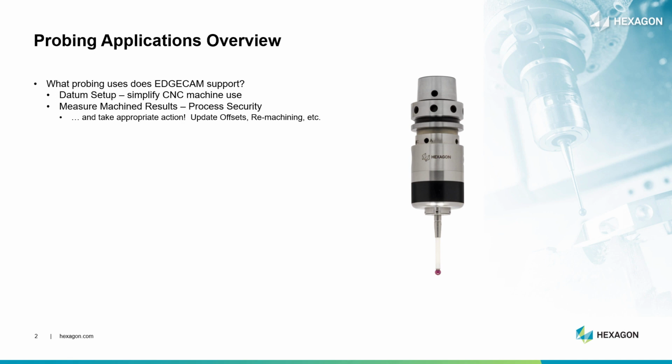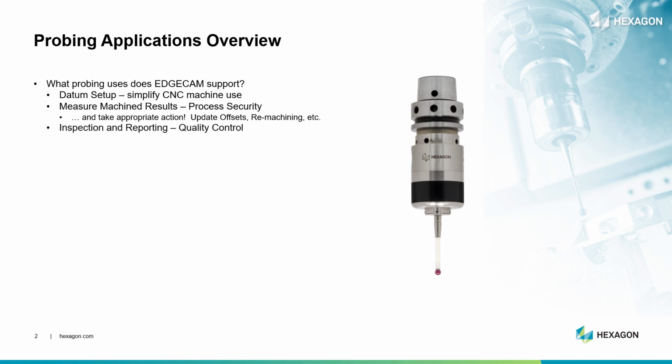There are also a variety of possible actions that could be taken based on the probing results. For example, if the results are approaching tolerance limits, an appropriate action might be to update tool wear offsets, or change to alternate tooling, or remachine a critical surface, or even stop production until a machine operator resolves the problem.